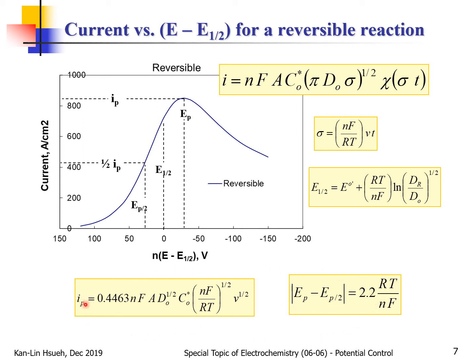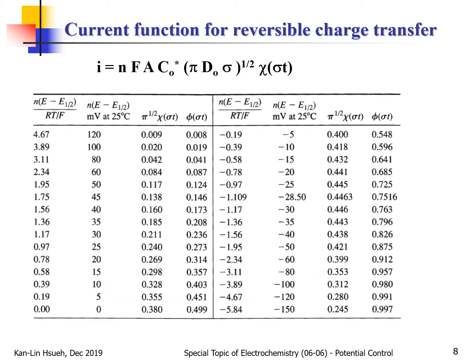If you're scanning, the I peak at different scanning rates is linearly proportional to V to the power of 1/2. So they are supposed to be linearly proportional to the scanning rate. With a fast scanning rate, you get a higher peak current. And if you plot the I peak against this, then you get this slope here.